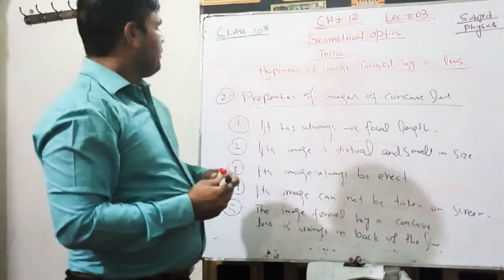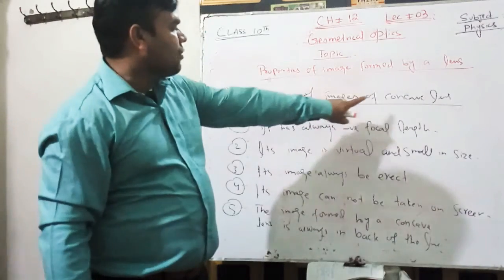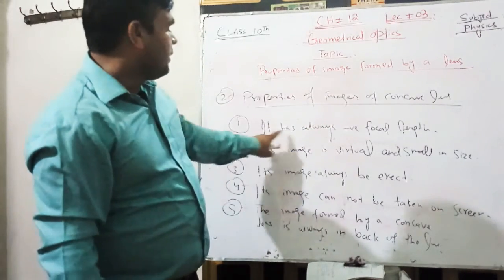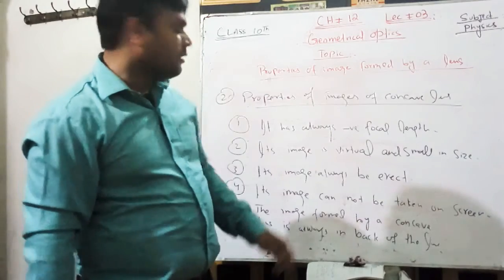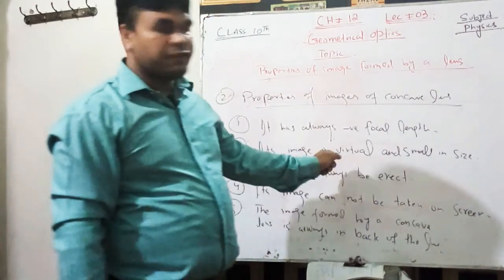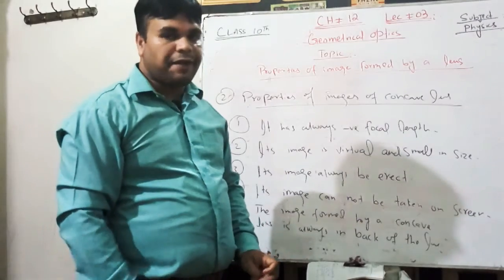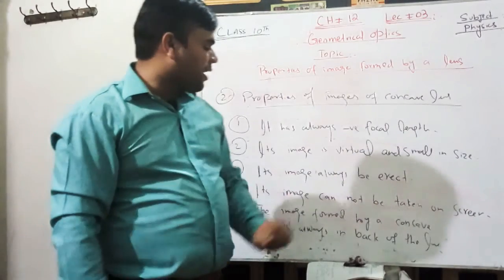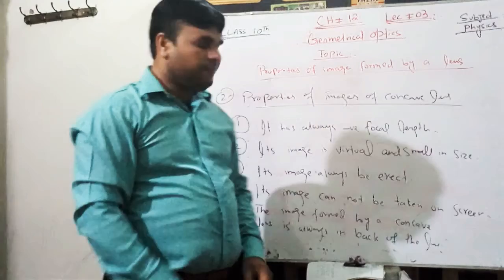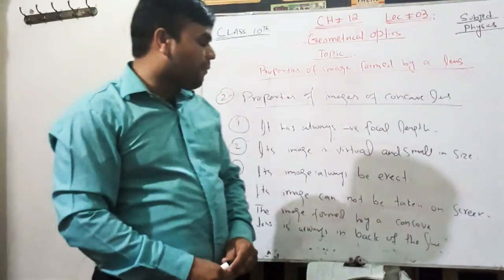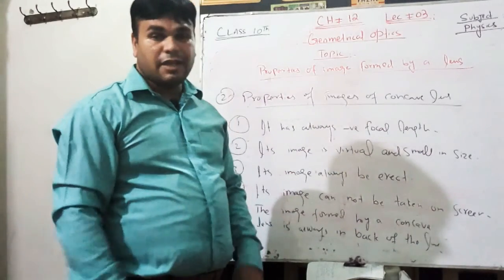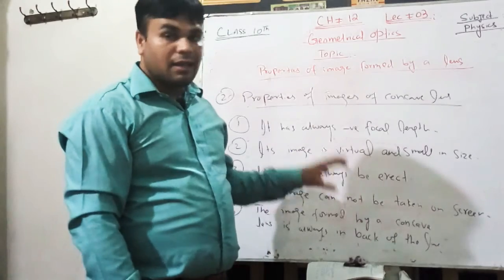I repeat it. First of all, properties of images of concave lens. It always has a negative focal length. Its image is virtual and small in size. Its image is always erect. Its image cannot be taken on screen. The image formed by a concave lens is always in back of the lens.